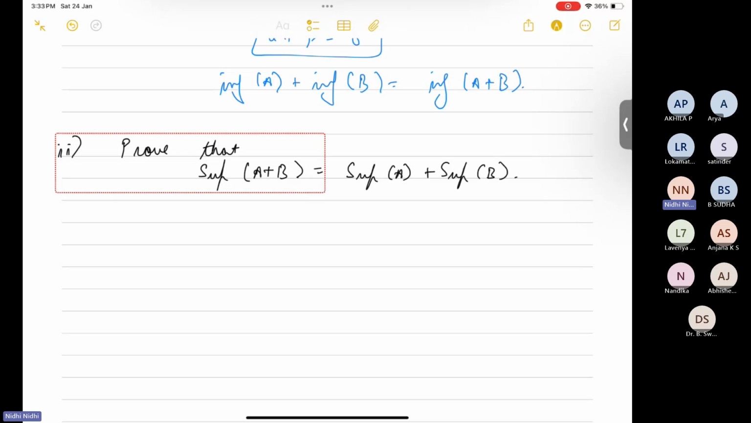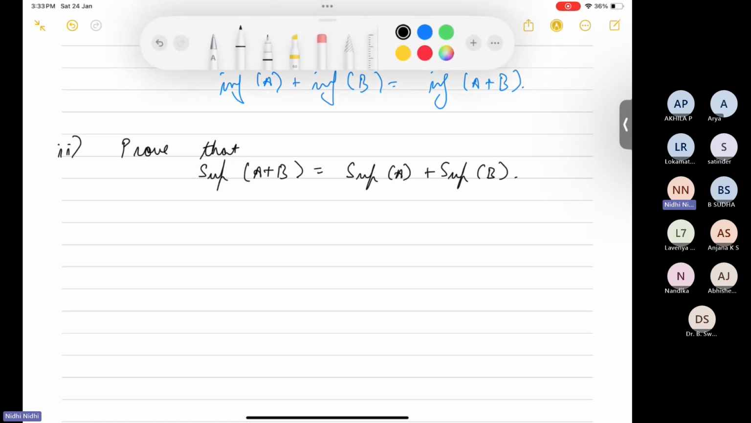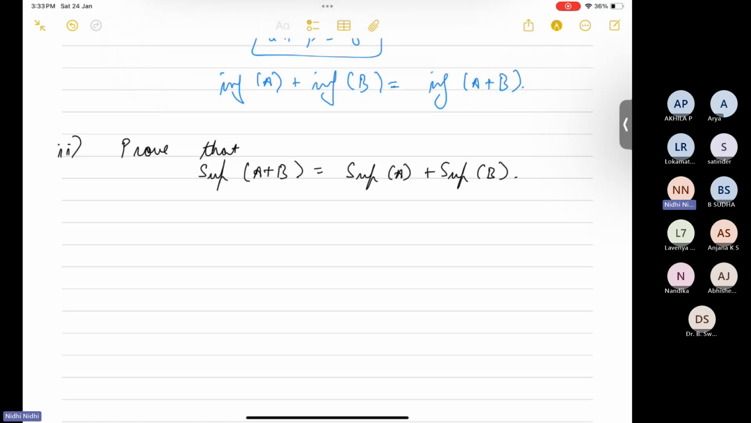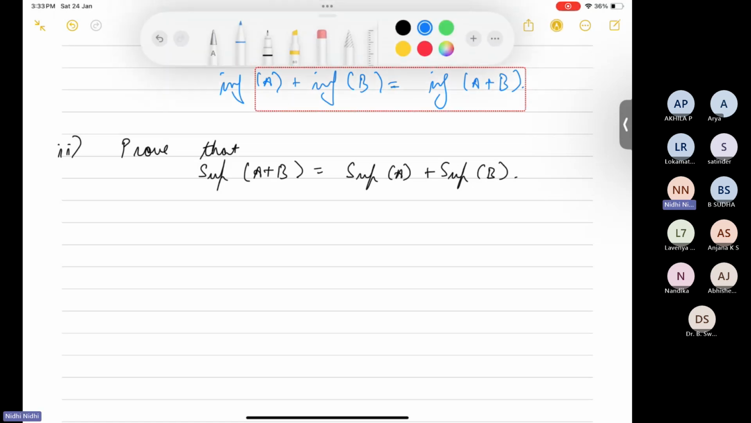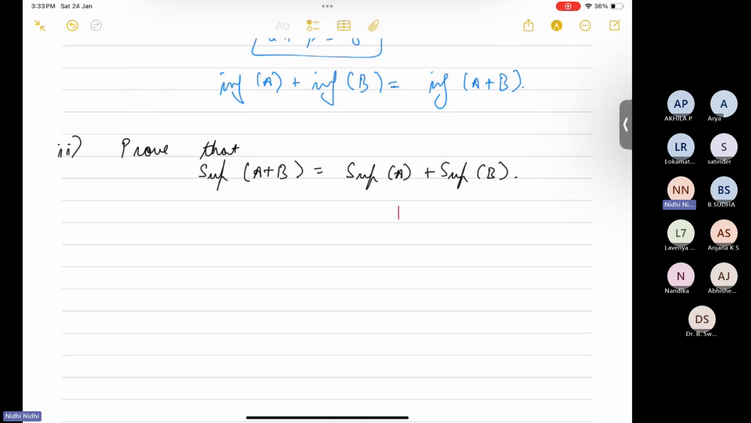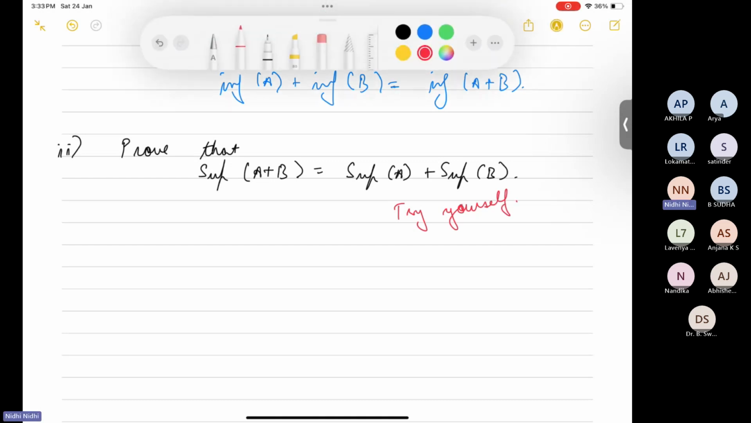The supremum of A plus B will be equal to the supremum of A plus the supremum of B. I would like you to go through the definitions of upper bound and supremum, and exactly in the similar way as we have proved the above part for the infimum, it can be done. So I'll just leave it for you for the time being. Try yourself. We can discuss it in next class if you have any doubt.